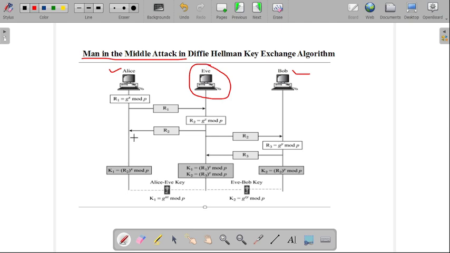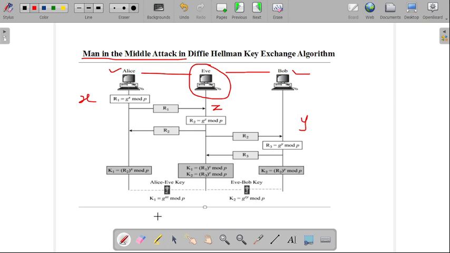So in a man-in-the-middle attack, Alice will calculate the value of R1, that is g raised to x mod p. So x is the private key of Alice. On Bob's side, y is the private key of Bob. And whenever Eve wants to create a shared secret key between Alice and Eve and between Eve and Bob, Eve chooses the value z as a private key. So Alice, Bob and Eve have x, y and z, which are their own private numbers.